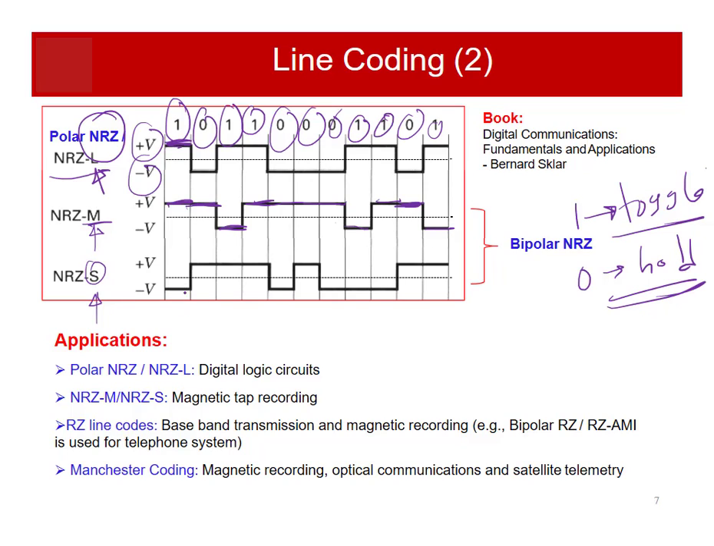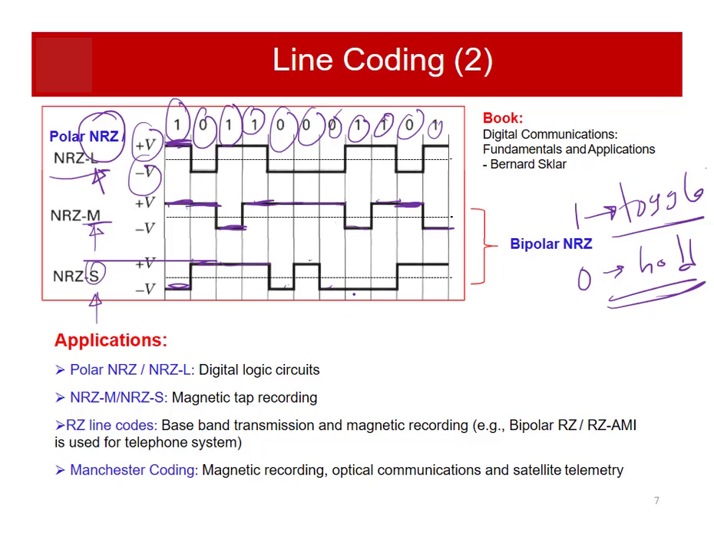NRZ-S means space. It is the opposite of NRZ-M. In this case, 1 means hold and 0 means toggle. So this is 1, so you're starting from minus V. Then 0 means toggle. 1 means hold, so you hold the value for 2 bits. Then there are 3 consecutive zeros, so 3 toggles: plus V to minus V to plus V, and again to another minus V.